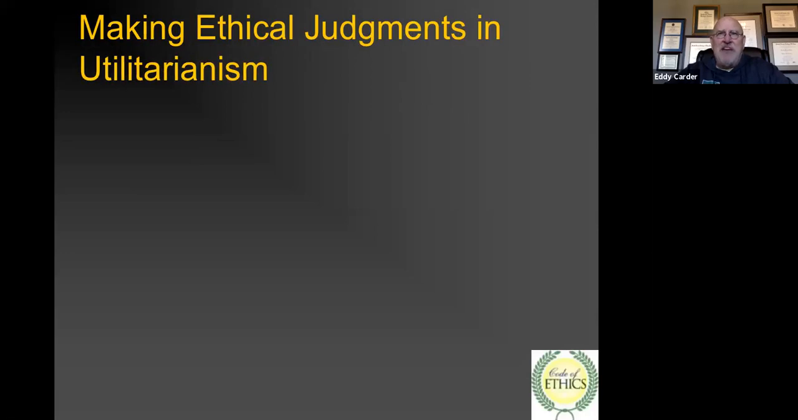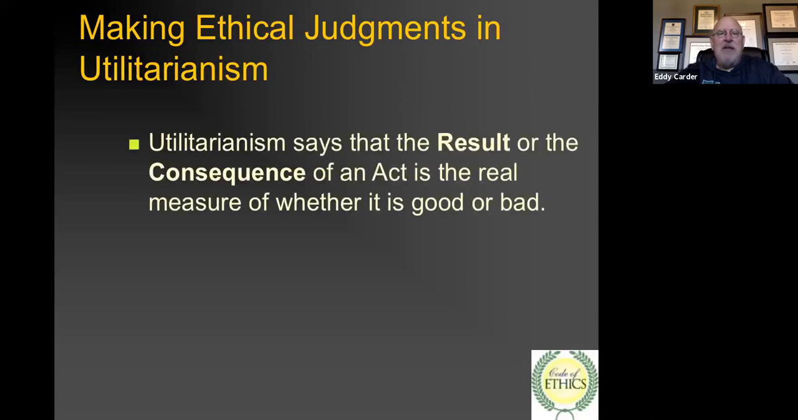So let's talk specifically now about making ethical judgments in utilitarianism, bearing what we just said in mind. Utilitarianism says that the result or the consequence of an act is the real measure of whether it is good or bad. Utilitarianism really is kind of an assessment approach to ethical decision making. You make the moral decision, and then you look at the outcome or the result of the moral decision. If it's to continue speeding or not to continue speeding, if the results are good, then it was a good moral decision. If the results were bad, it was a bad moral decision.